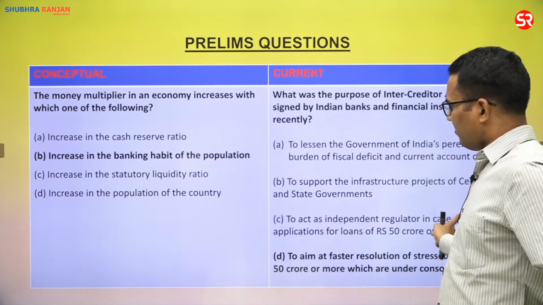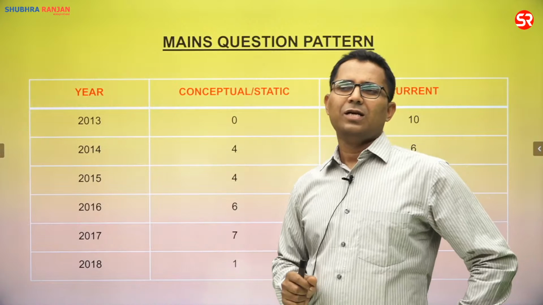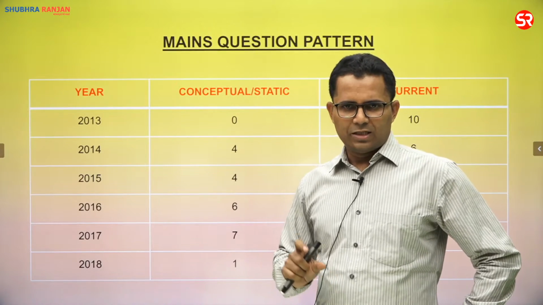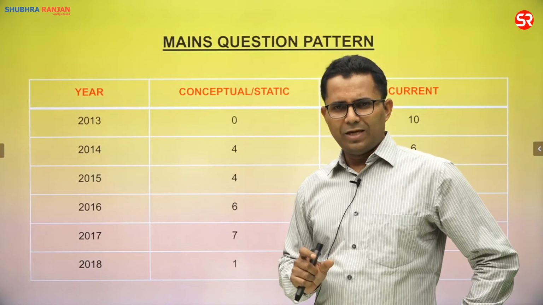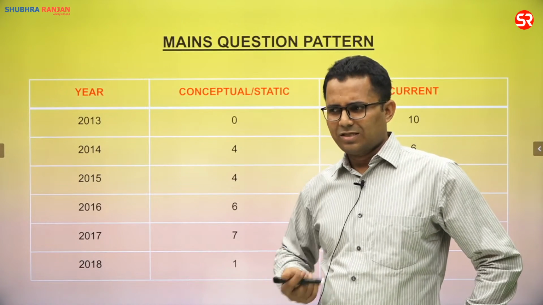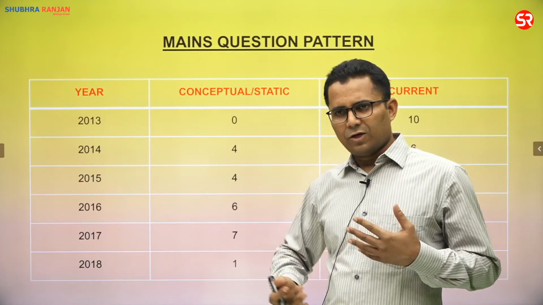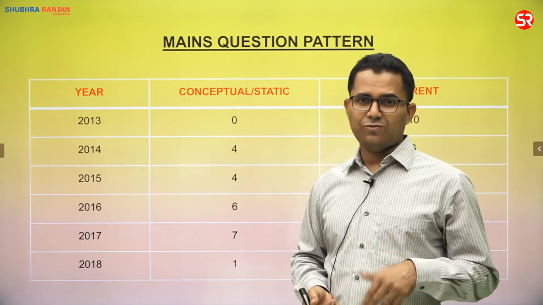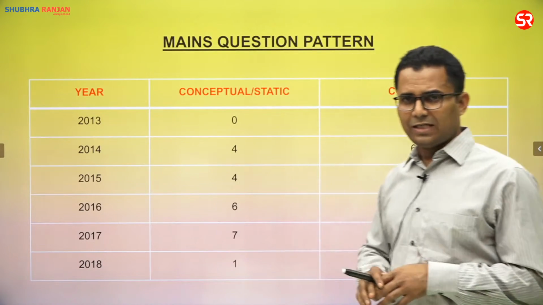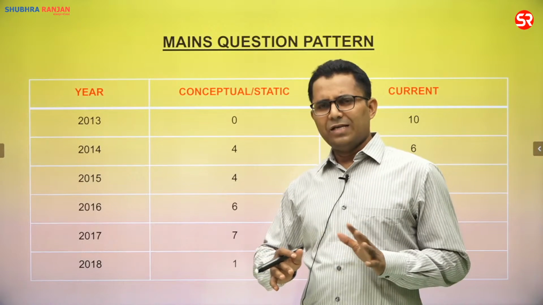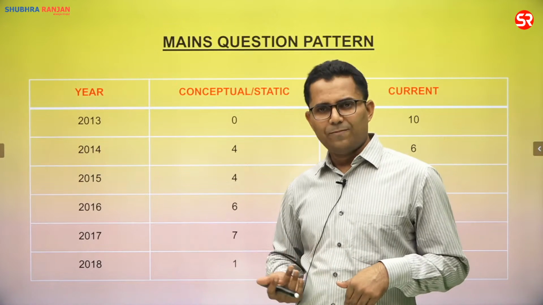Now coming to the mains portion, generally in paper 3 where economy is covered, around 9 to 10 questions come every year from the economy side. Now it has been a trend that mostly the mains questions are application based questions. For example, why your manufacturing is not able to increase, why your industrial output is not able to increase, what are the challenges in supply chain. So what I feel is that prelims is more conceptual and mains is more application based.